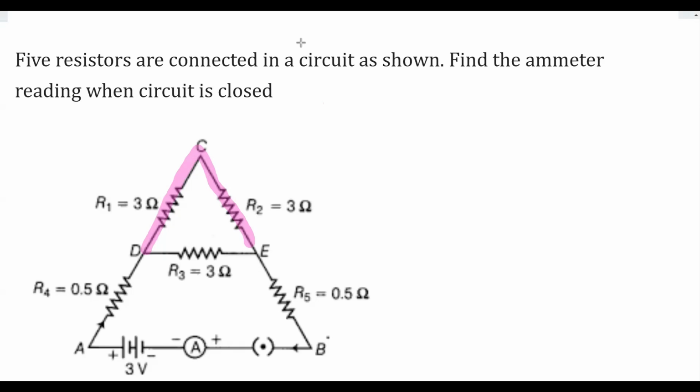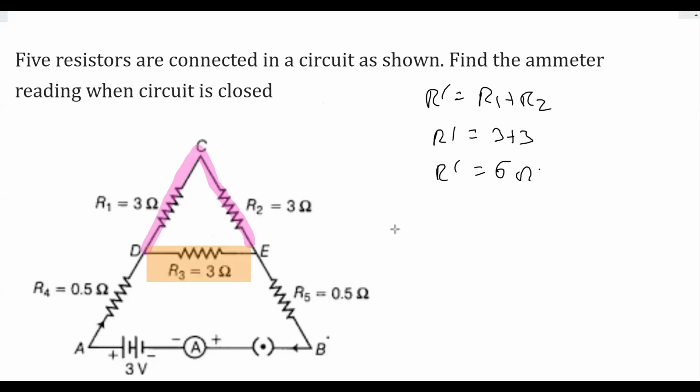We'll find R dash, the resistance for this part of the circuit, which is R1 plus R2. So R dash comes out to be 3 plus 3, which is 6 ohm. Now, how is this R dash connected with this resistor, the orange one? This is in parallel. One more time, on wiping R dash, current continues to flow in R3, so they are connected independently.